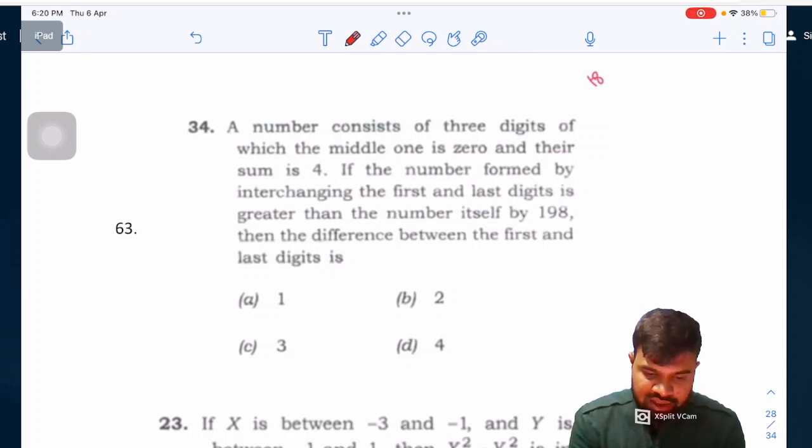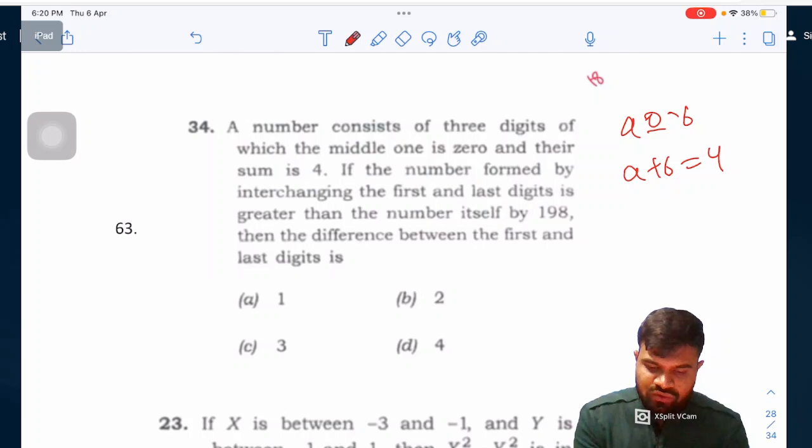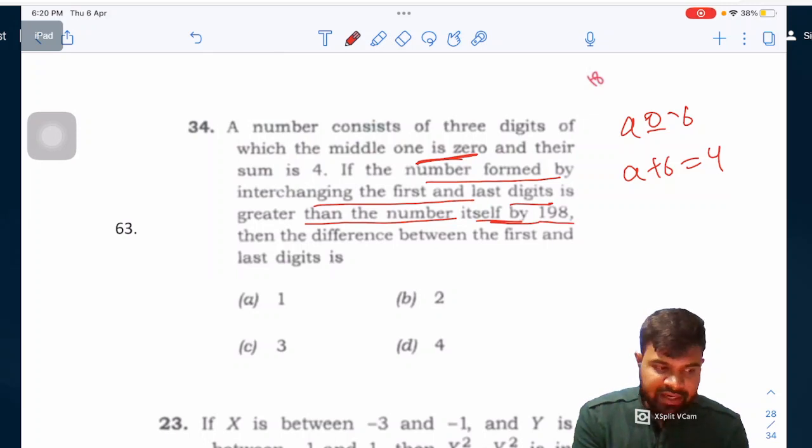A number consists of three digits, the middle one is 0, and their sum is 4. Okay, so A 0 B, where A plus B is equal to 4. The number formed by interchanging the first and the last digit is greater than the number itself by 198.